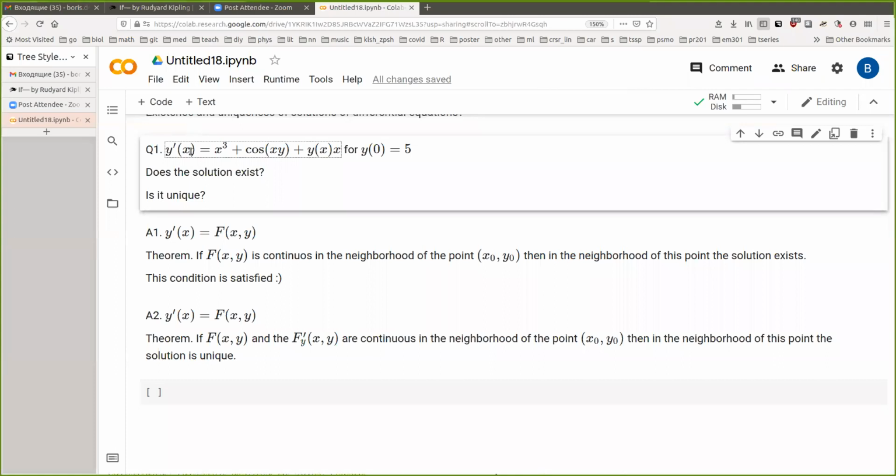Okay, so in our case, we have an equation y prime is equal to x cubed plus cosine of xy plus y times x. Can we be sure that the solution for y of 0 equal to 5 is unique or not? Is the second theorem applicable to our case or not? Maybe applicable, maybe not. We need to prove it. We don't know the derivative with respect to y. What is the problem? You have the right-hand side.